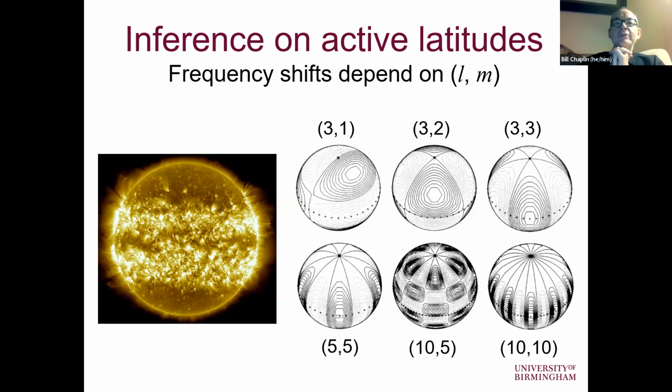So here are some examples of mode patterns for modes of different angular degree L and azimuthal order M. So the degeneracy in M is lifted basically by rotation, essentially. So you can see you get all these different patterns. And if you look at the example here, the Terry's chocolate orange pattern of angular degree and azimuthal order 10 and 10, you can see from the contours here, most of the sensitivity is concentrated nearer the equator of the star.